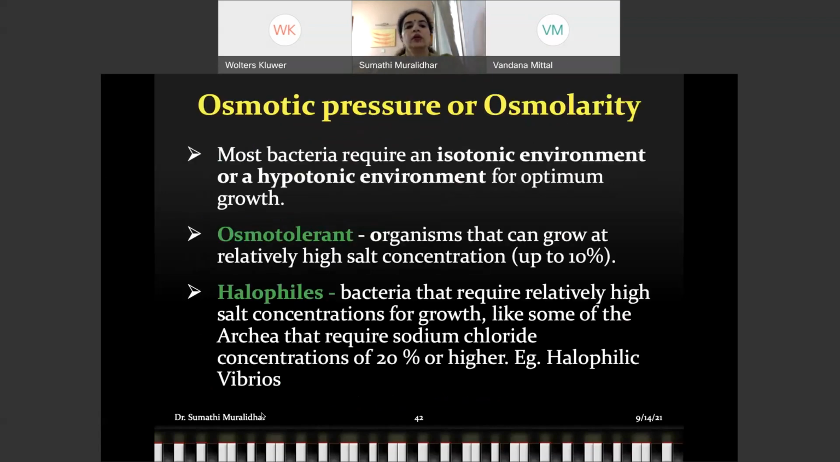The other important requirement for bacteria is osmotic pressure or osmolarity. Most bacteria require an isotonic environment or a slightly hypotonic environment for optimal growth. And there are bacteria which require high salt concentration. They're called the halophils. Halo is because of halogens. Salt comes under the halogens, that is sodium, chlorine. Chlorine is one of the halogens, isn't it? So halophils are the salt-loving bacteria. Here the example is some of the halophilic vibrios. They can grow in high salt concentration.